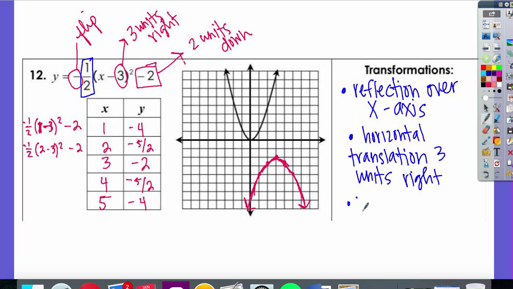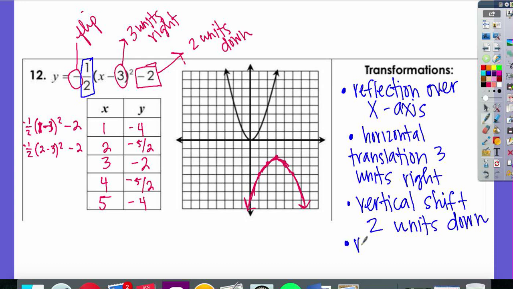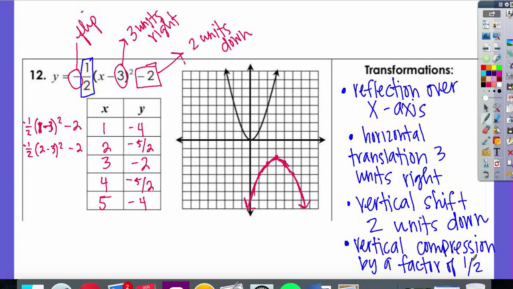There was a vertical translation or shift. I'm going to use the word shift here, and that was 2 units down. And the new one is that there was a vertical compression by a factor of 1/2. Our other one was a vertical stretch by a factor of 3. I forgot to write that.